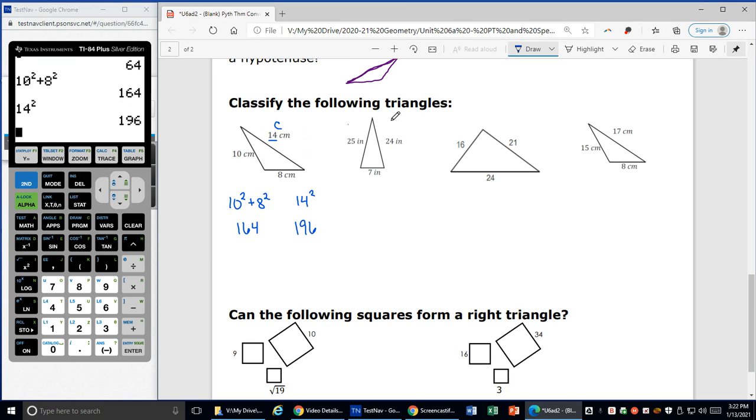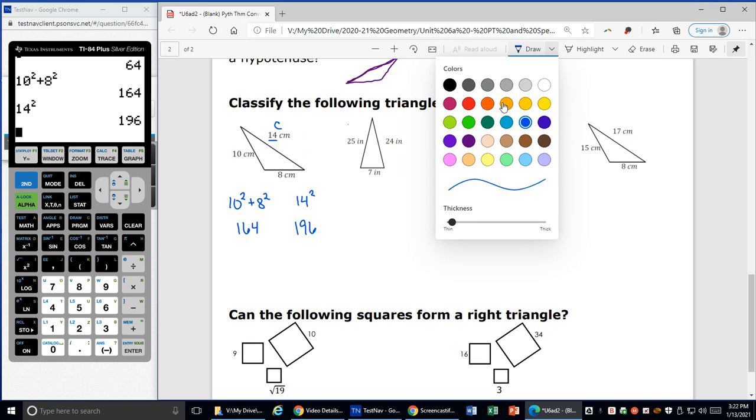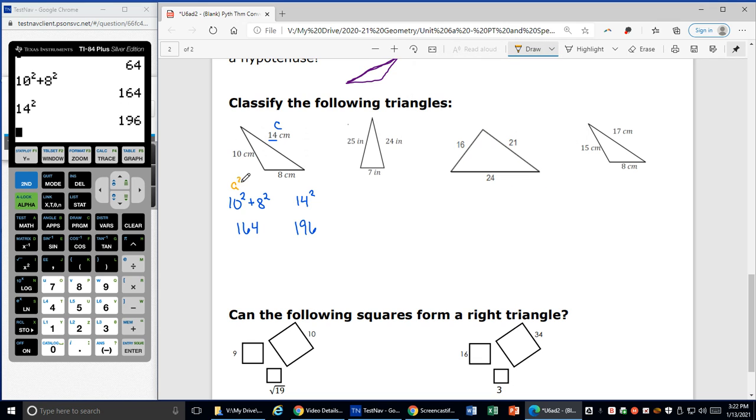Remember, this is a squared plus b squared equals c squared, right? This is a squared plus b squared, and this is my c squared, where this is supposed to be a hypotenuse, right? But when I look, they're not equal. This side is too big to be a hypotenuse, right? 196 is too big to be a hypotenuse.